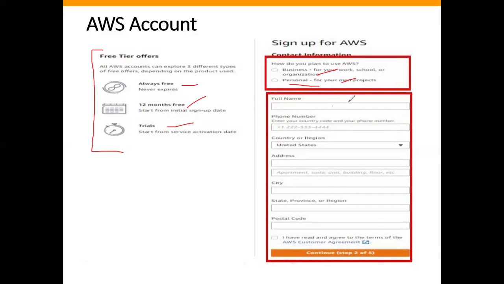Here you have to give the full name, phone number, country, address, city, state, and postal code. Postal code means PIN code. So you have to enter your personal details, and then check this checkbox. If you want to read their terms and conditions, you can read that also. And then click on continue.